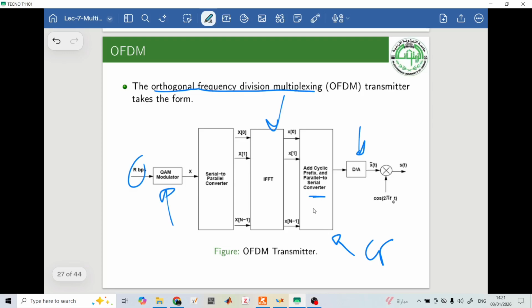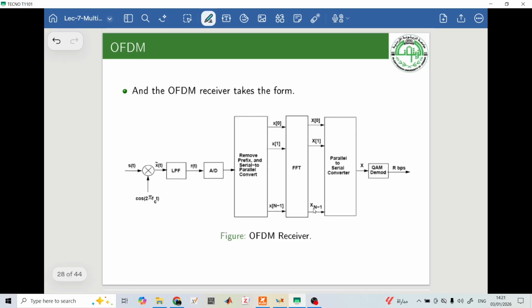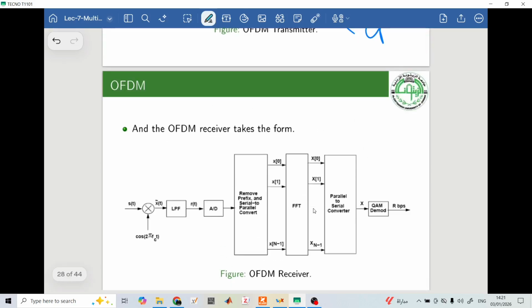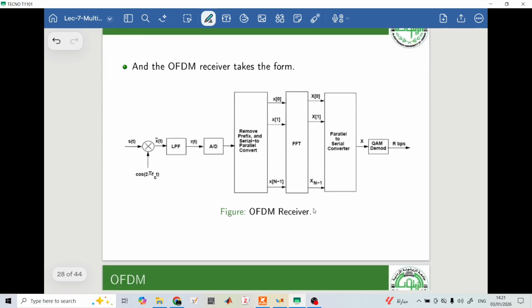and then convert them back to a serial data stream, then do analog conversion and modulation or up conversion here. Now we can add the receiver. Of course, we add this block that takes out the cyclic prefix here.